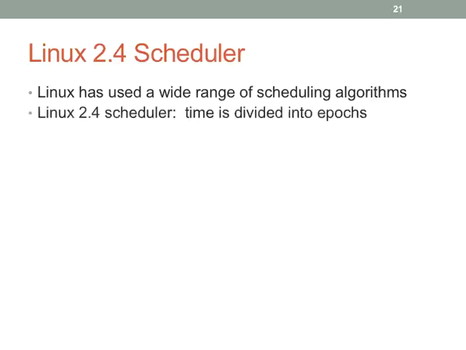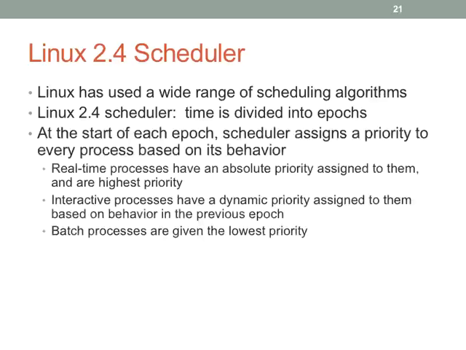And so Linux 2.4, we'll start there because you have to understand the Linux 2.4 scheduler before you get to the current scheduler. Basically time was divided into epochs. So at the start of each epoch, you have priorities assigned to all of the processes. Those priorities are based on previous behavior.